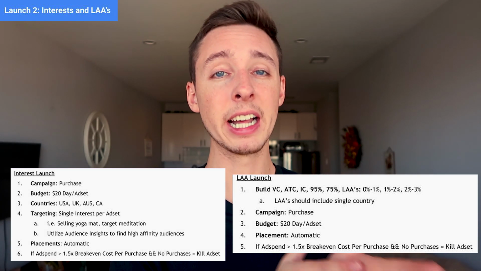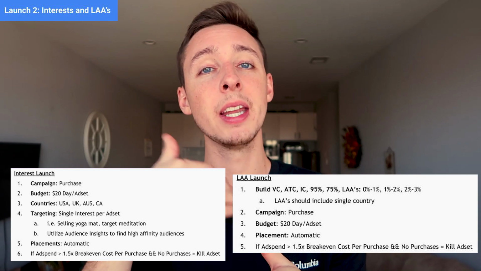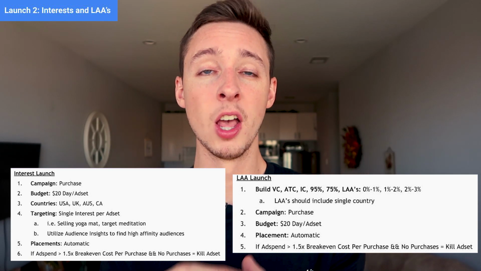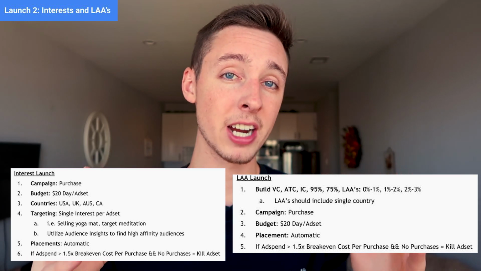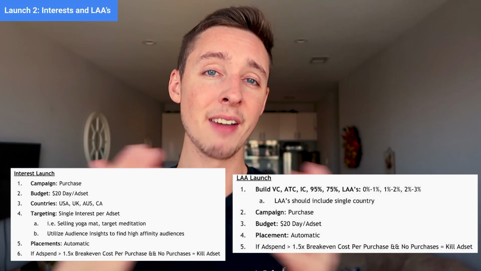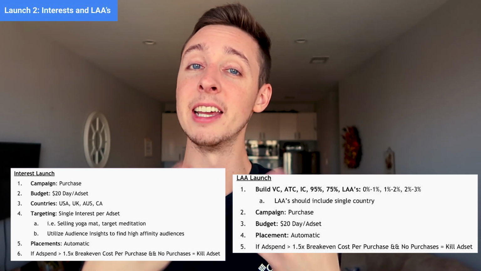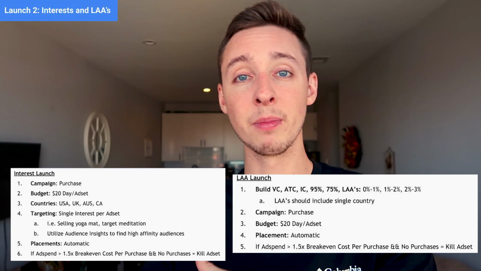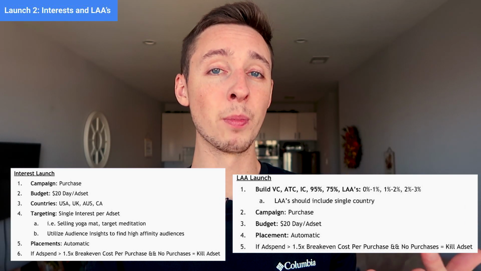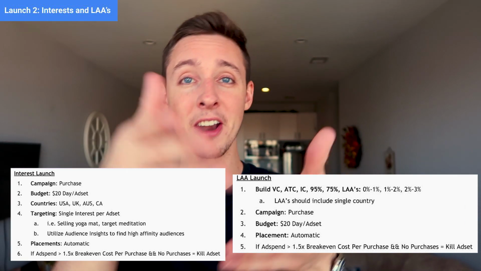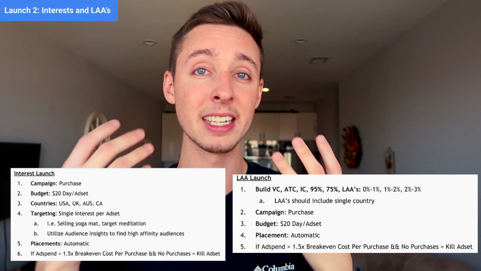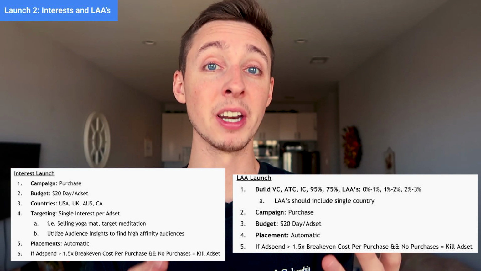I then take the lookalike audiences that I generated, launch them in a purchase campaign with the purchase objective, $20 per day ad set, automatic placements, leave the demographics broad once again, and then I follow my rule of if the ad spend is greater than 1.5 times the cost of your break-even cost per purchase, and there's no purchases, shut it off. You're gonna hear me say that another time or maybe a couple more times throughout this video because it works, and honestly, it lets me stop wasting money.